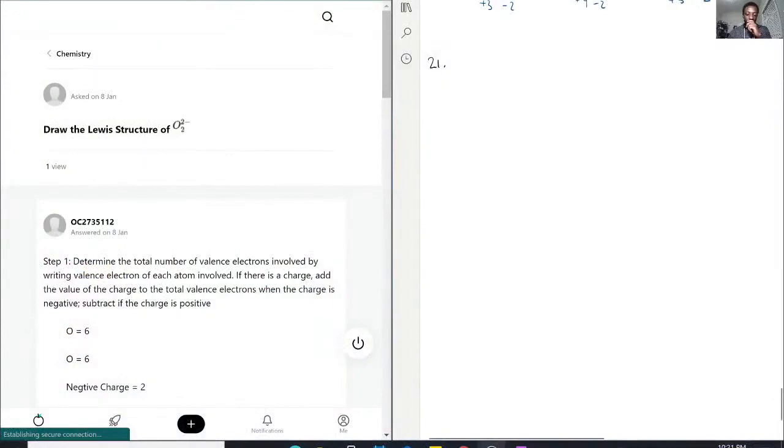All right, I'm back and I'm ready. So we're gonna hop right back into this and go to question number 21. We want to draw the Lewis structure of O2 2 minus.